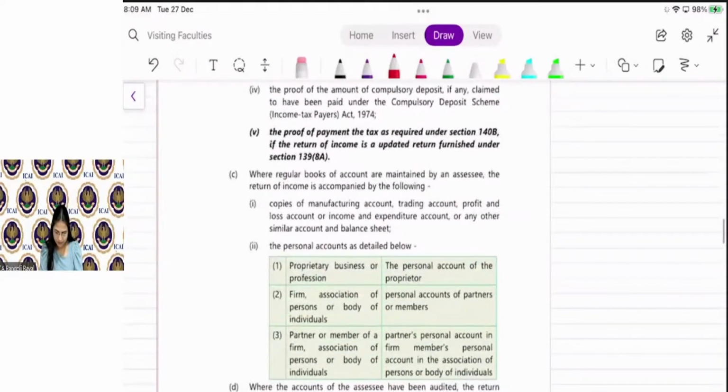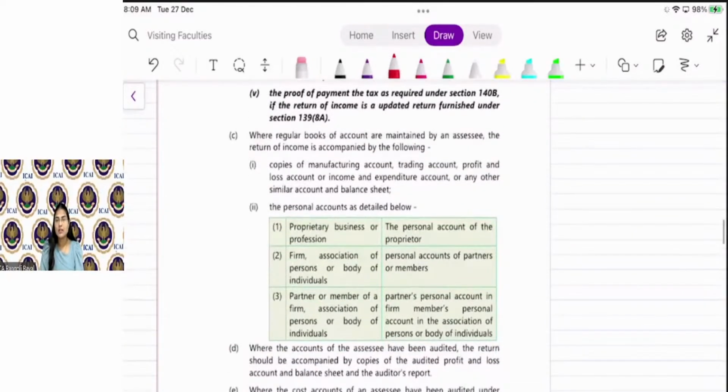Now, what are the details you have to mention in the return? If these details are not mentioned in your return of income, then your return will be treated as defective. So where regular books of account are maintained, you have to provide the manufacturing account, trading account, profit and loss account, income expenditure account, or any other similar accounts or balance sheet.